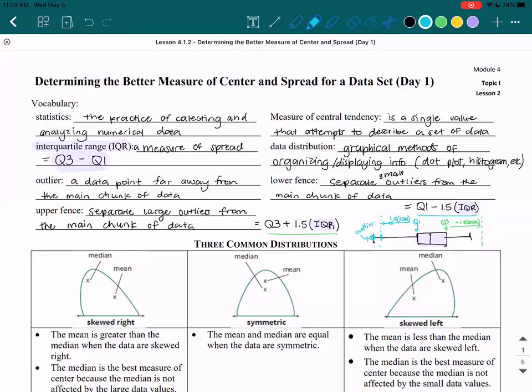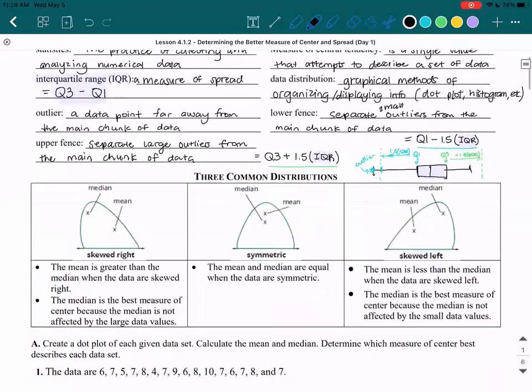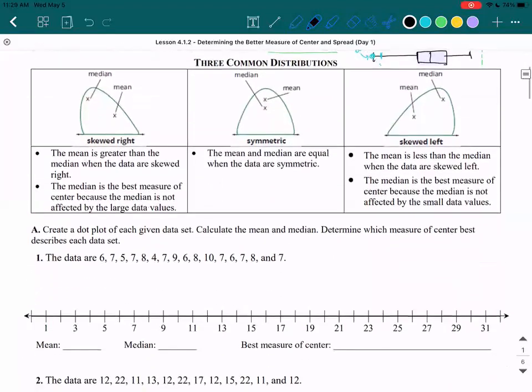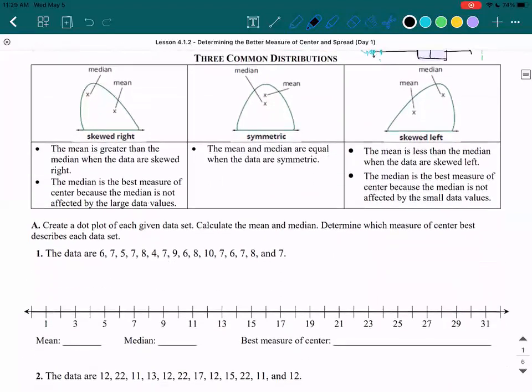Okay? All right. Now moving on from the definitions, let's go on to 3 common distributions. We've talked about this already before. We have skewed right and skewed left, as shown over here and here, which we have covered already. And in the middle is a new type of distribution called symmetric. So symmetric is where it looks kind of like a mirror image on the left and right side.